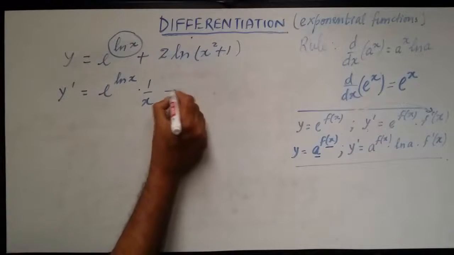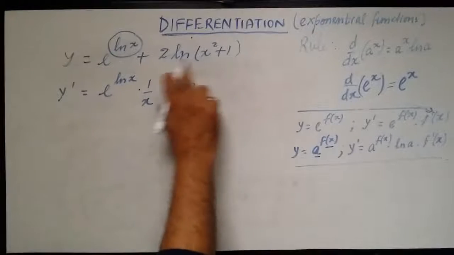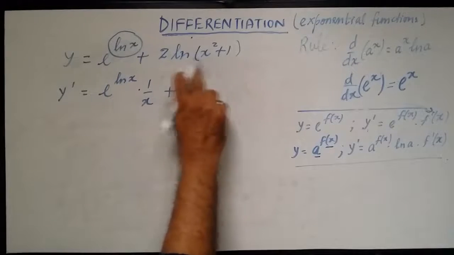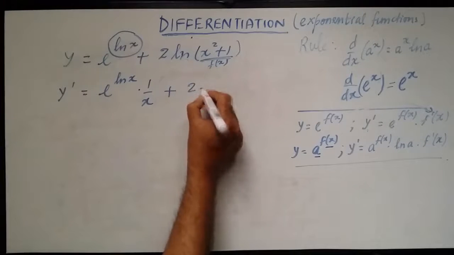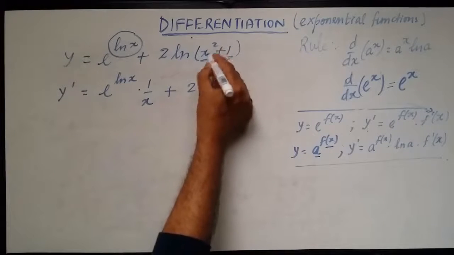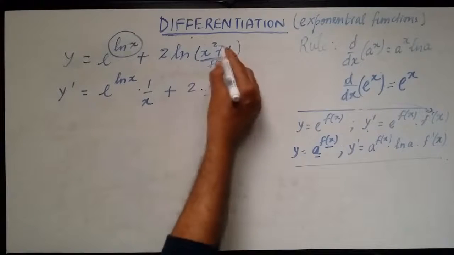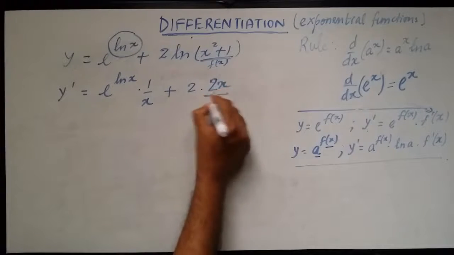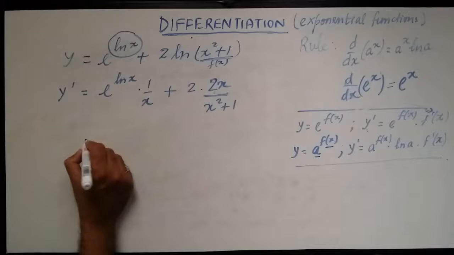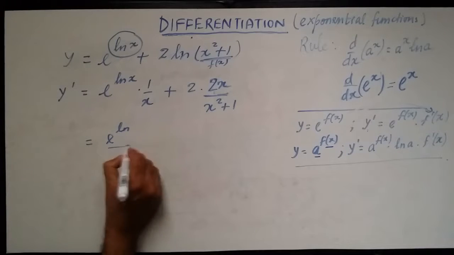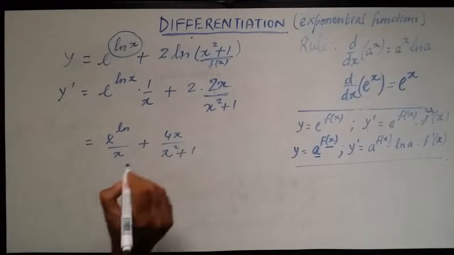Plus 2 ln of, now this is not an exponential, it is a logarithm function. This is ln of f(x), where this is f(x). So the derivative of ln of f(x) is f dash x upon f(x). What is f dash x? It is 2x, upon the function, that is x squared plus 1. So the answer is e to the power ln of x upon x plus 4x upon x squared plus 1.